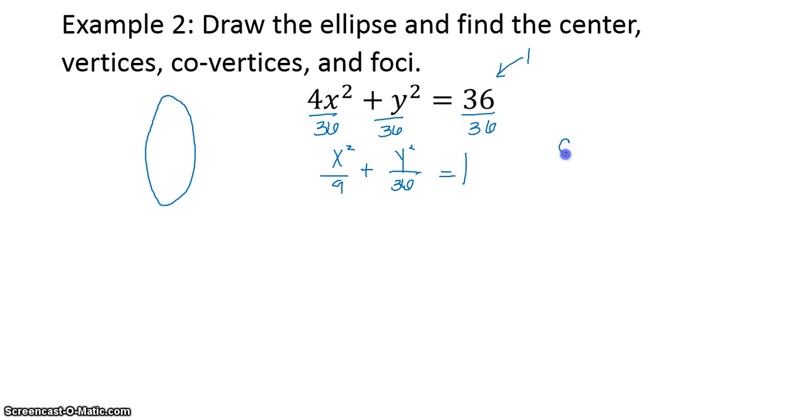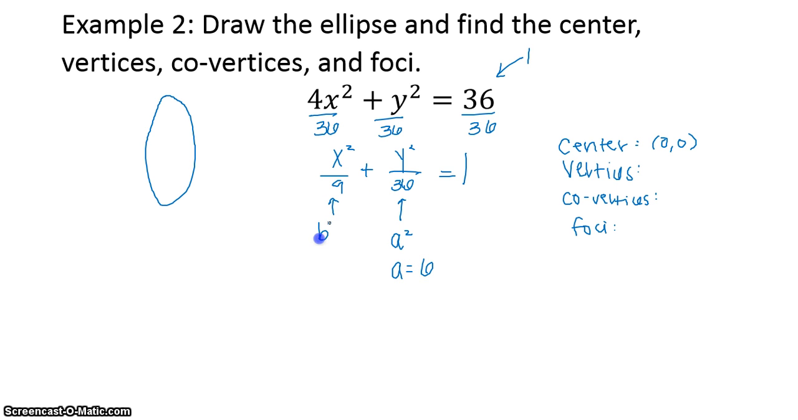Let's see, center. Since there's nothing with my x and my y, I know that both of those are 0, 0. Vertices, co-vertices, and foci. For each of those, I need to know a, b, and c. So if 36 is a squared, that means that a is 6. If 9 is b squared, that means that b is 3. And remember that c squared equals a squared minus b squared. So c is going to be the square root of 36 minus 9, which is 27. Square root of 27 is 3 radical 3.